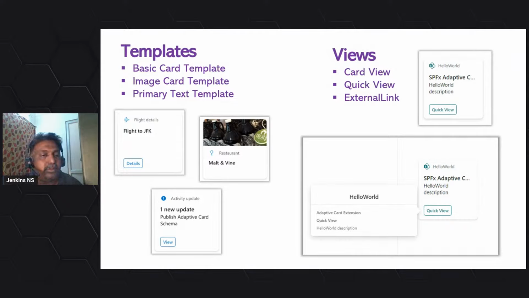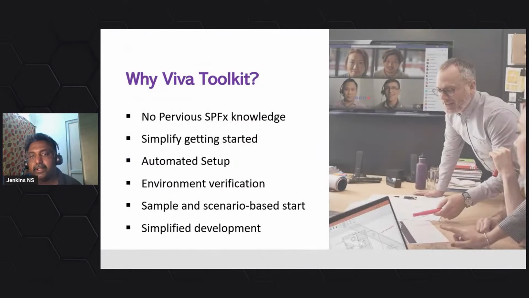And we have one more option called external link. That's nothing but how we are sharing externally, redirecting the URL to another place, right? Same like that. But in the adaptive card, we need to know how we can use it to move between those views. These are the main ones. Already we have an adaptive card extension in SPFx. Why Viva Toolkit? Everyone wonders, what's the purpose of the Viva Toolkit, right?